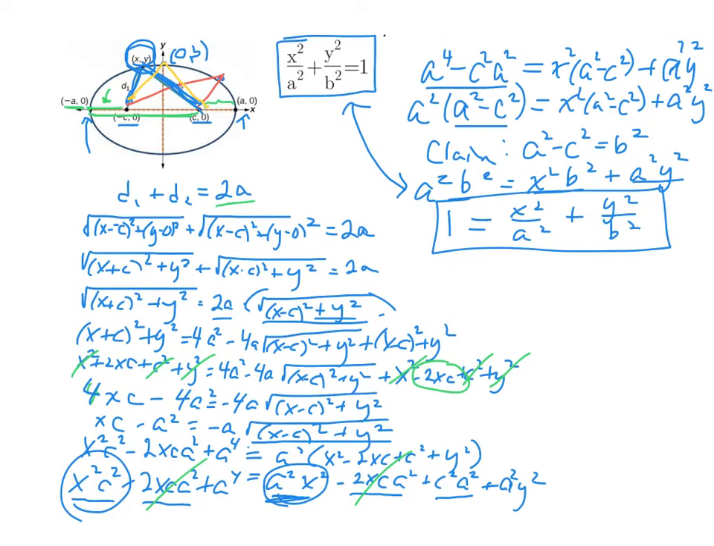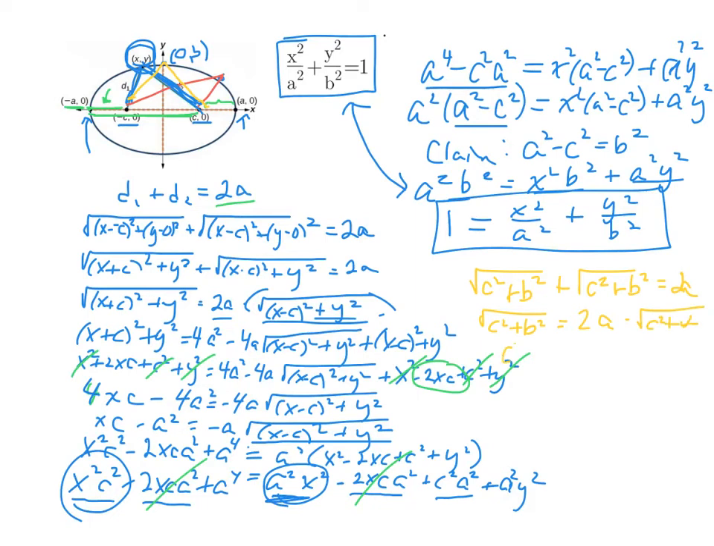I'll go ahead and use yellow. If we recognize that the distance from the first focus is the square root of c squared plus b squared, that's just using the distance formula. And same thing, the distance from the point to the second focus is the square root of c squared plus b squared. Add them together and we get 2a. And it's just simplifying that equation, trying to eliminate the radicals.